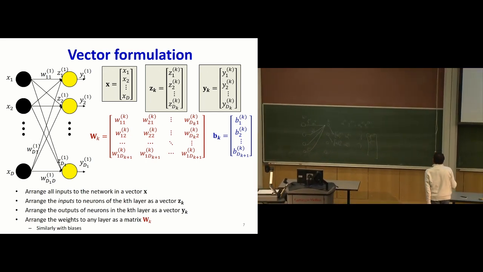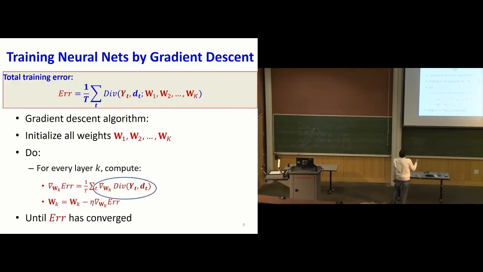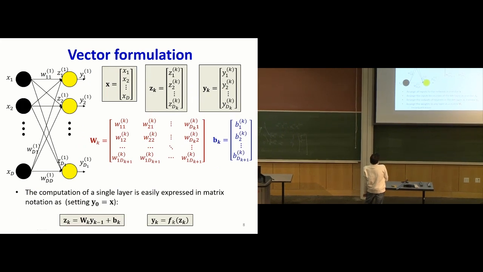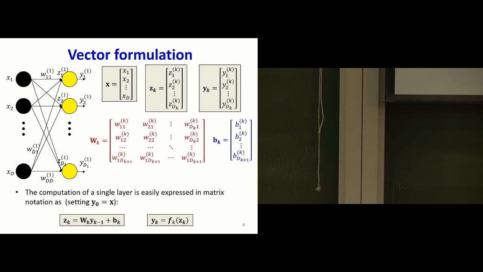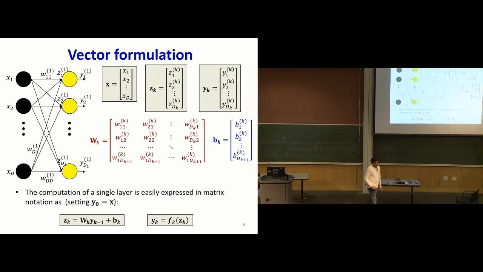I can compose this matrix where each row of the matrix is the set of weights going into one of these neurons. And so the first row is going to be the set of weights going into the first neuron. The second row is going to be the set of weights going into the second neuron, and so on. So this matrix of weights represents all of the weights in these connections. And now the output of the k minus 1th layer can be written as a vector yk minus 1. And the affine combination going into the kth layer can be written as a vector zk.